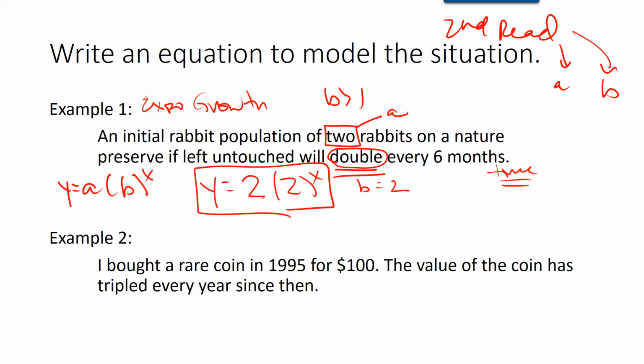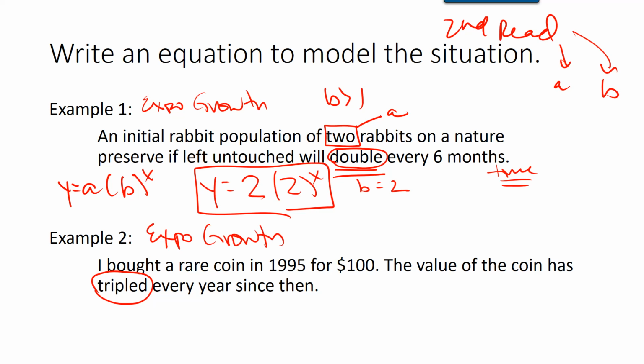Okay, example 2. I bought a rare coin in 1995 for $100. The value of the coin has tripled every year since then. Okay, keyword, tripled. Tripled, just like double, implies that it's getting bigger. So this is exponential growth.